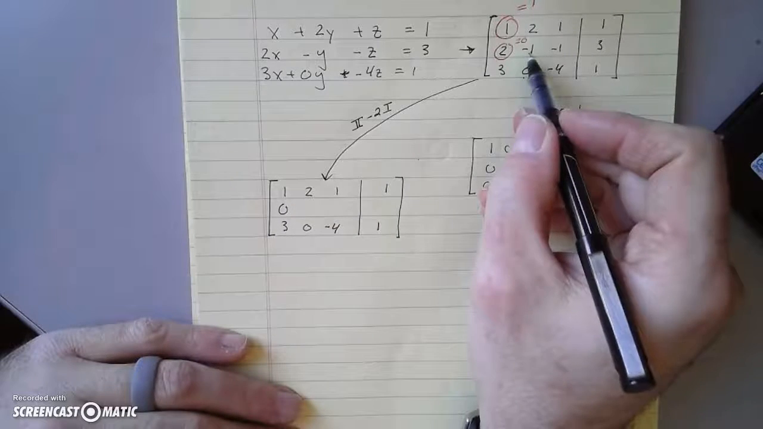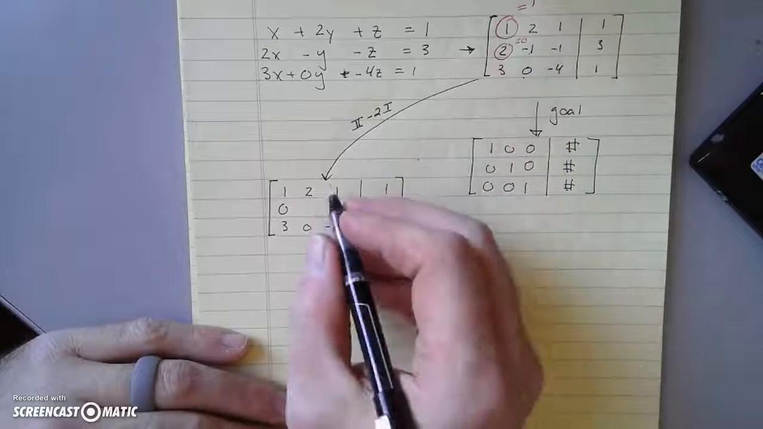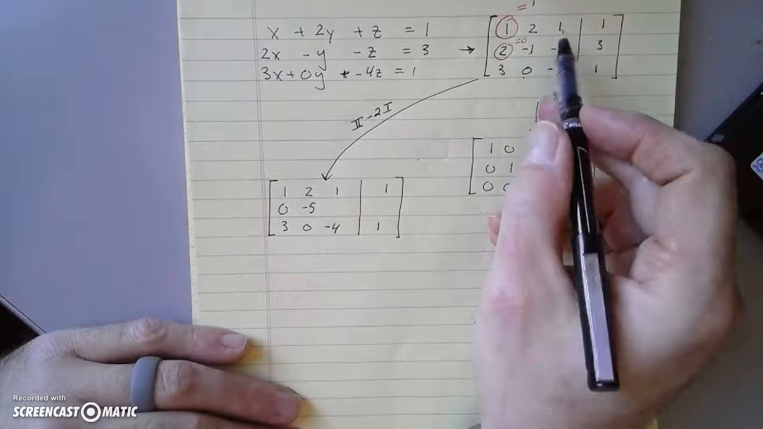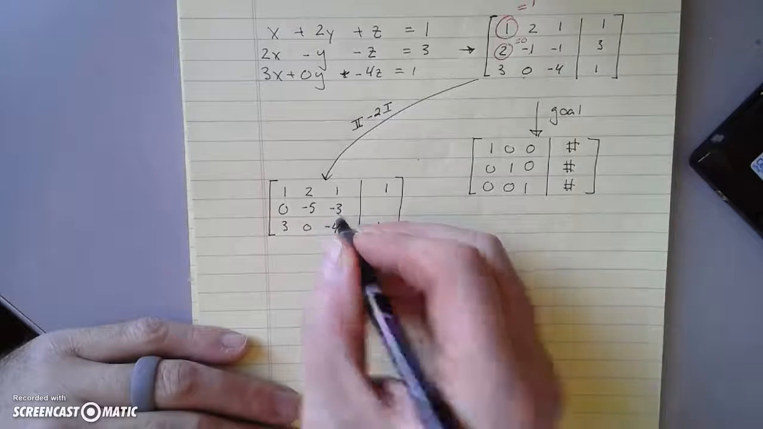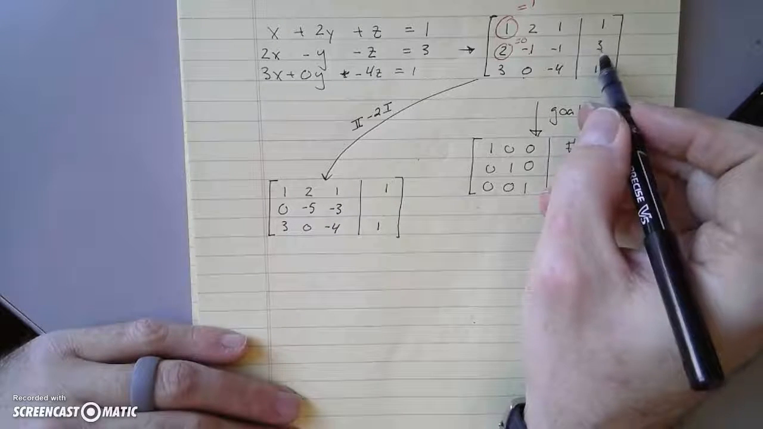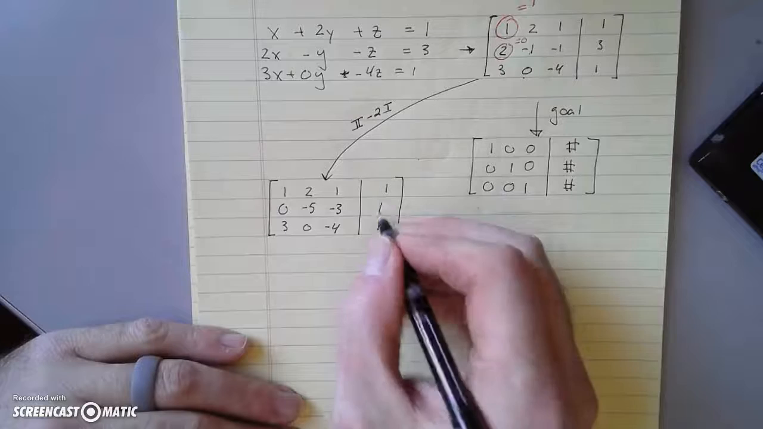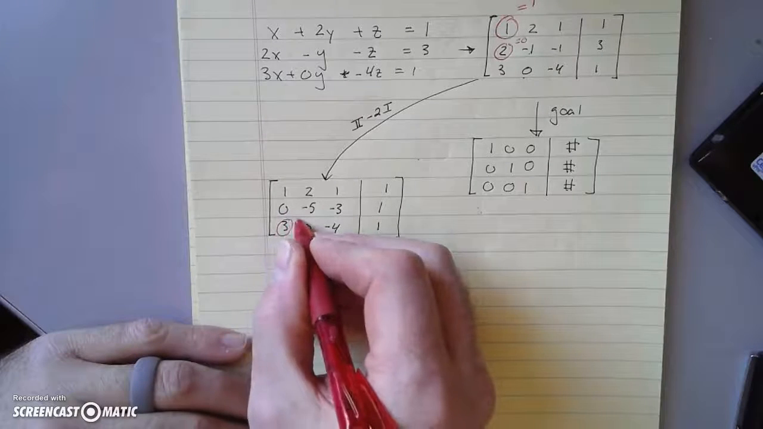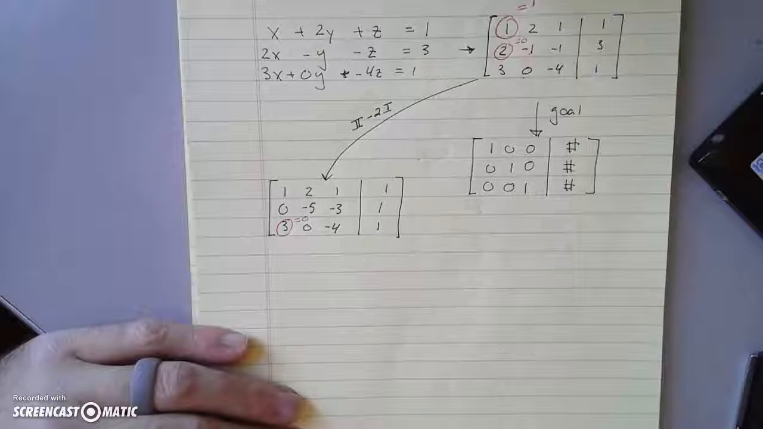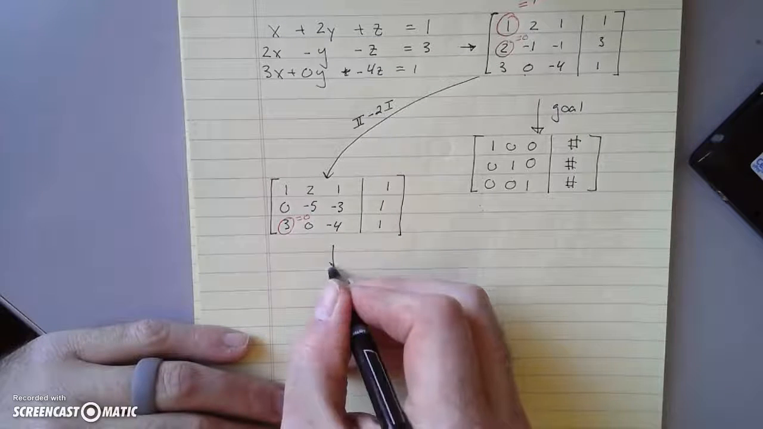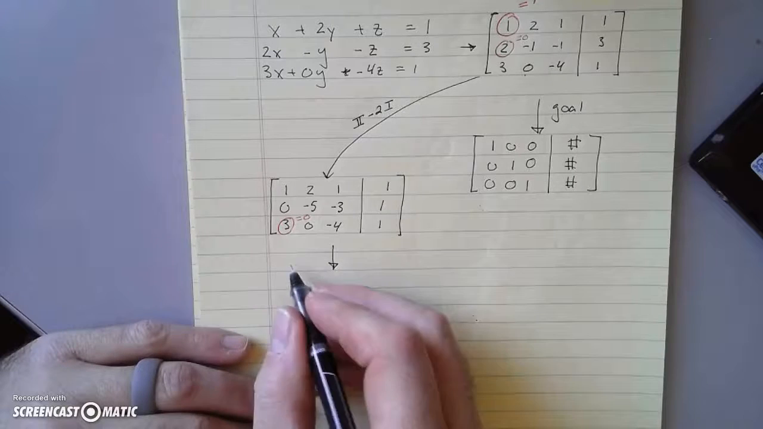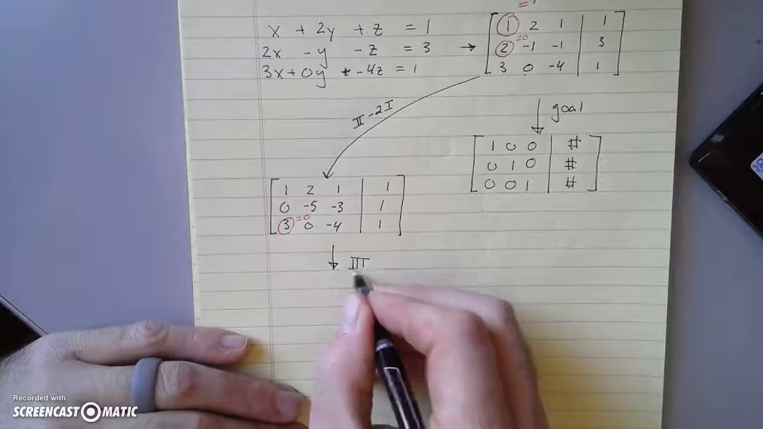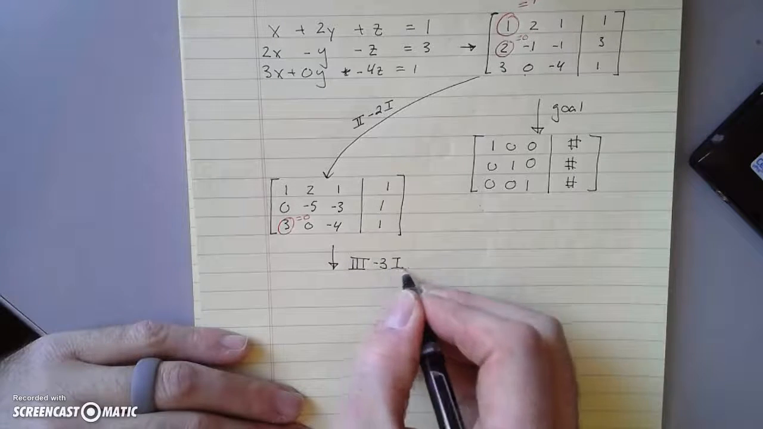Then I have minus 1, minus 2, minus 4, sorry, that's minus 5. Then I have minus 1, minus 2 is minus 3. And then I have 3 minus 2 is 1. So then the next step is to make this one equal to 0. To do that, I'm going to take row 3 minus 3 times row 1.